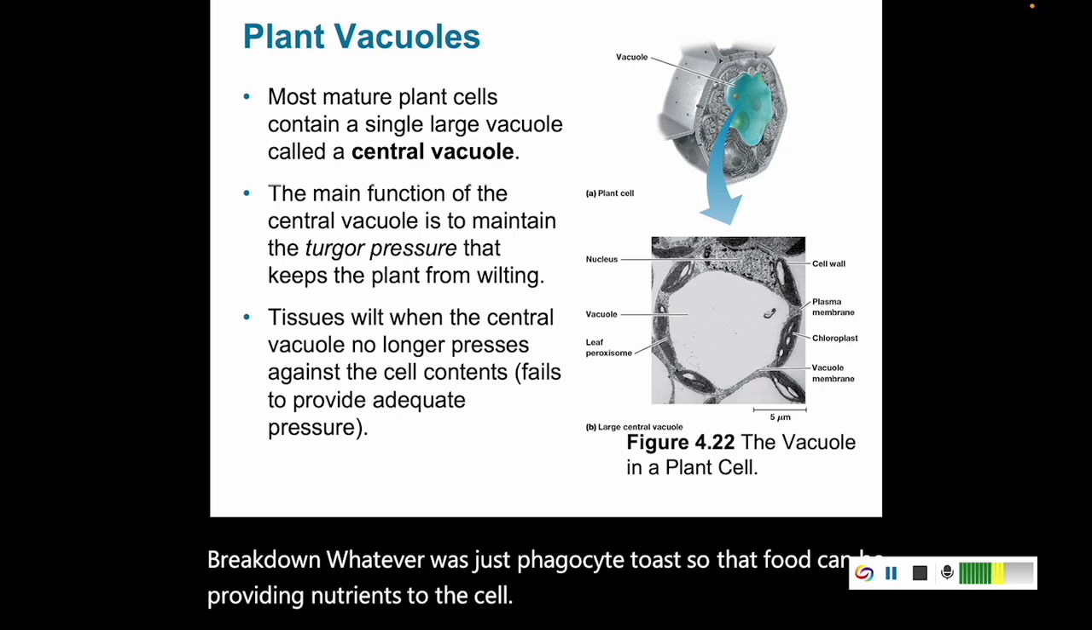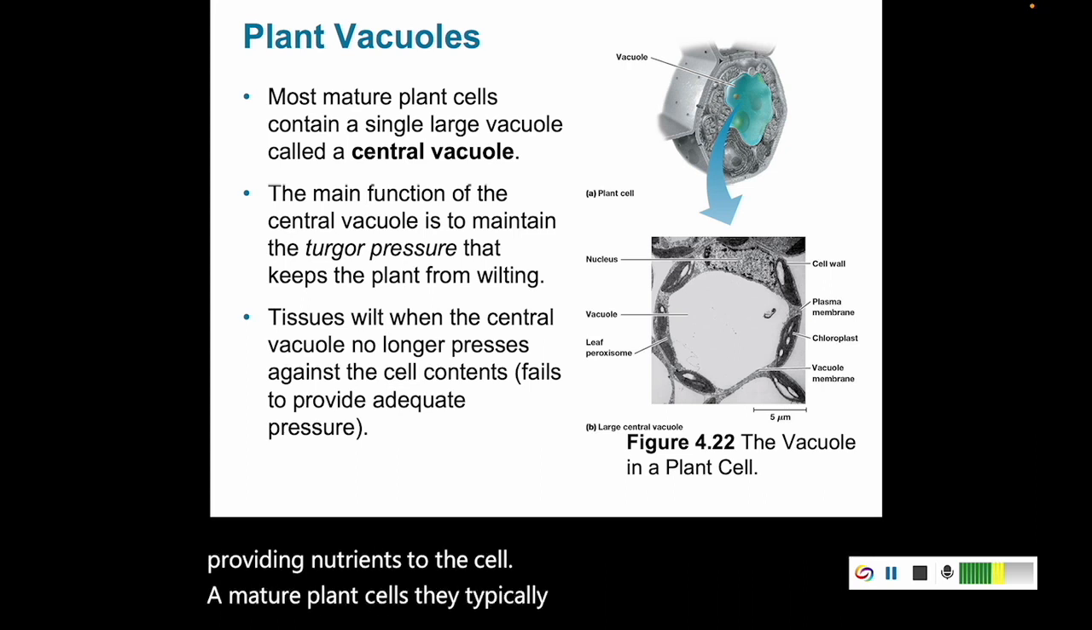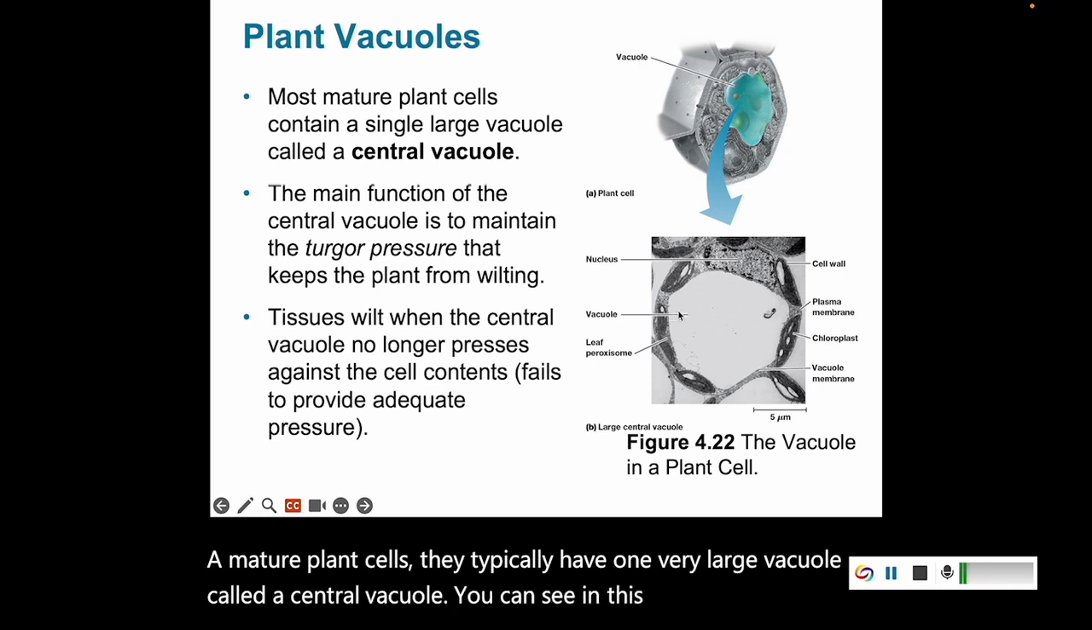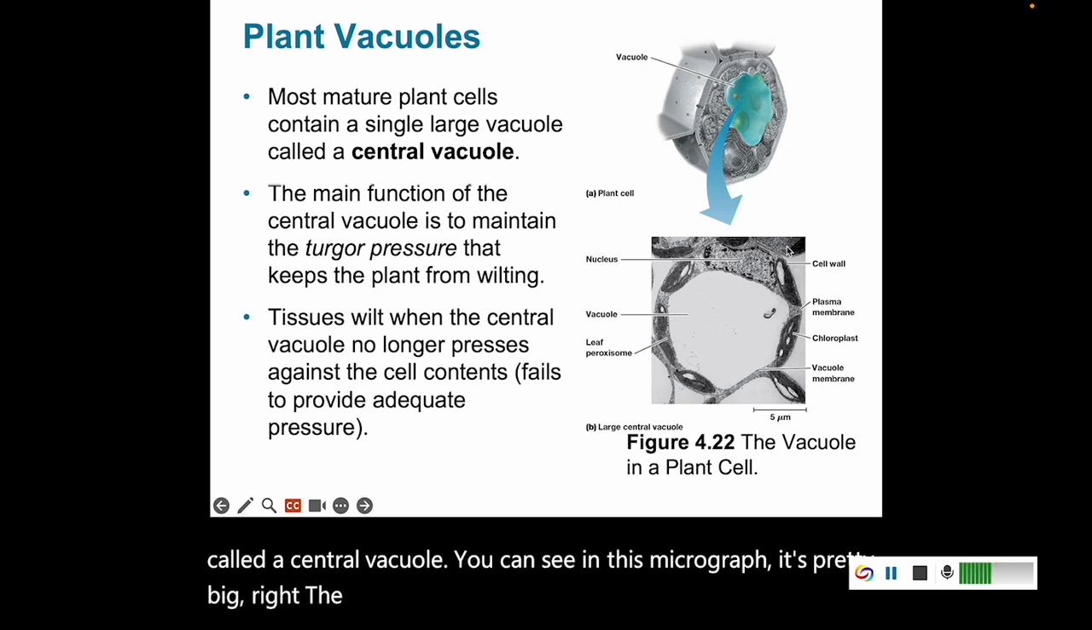In mature plant cells, they typically have one very large vacuole called a central vacuole. You can see in this micrograph, it's pretty big, right? The vacuoles are really large. It can take up to 90% of the space in that cell.